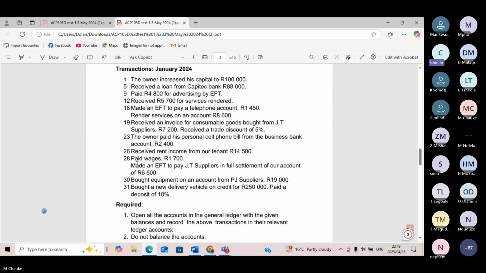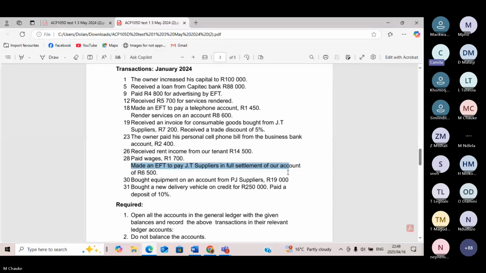For the 28th, is it 3 accounts that are affected? Yes. On the wages, remember, on this one again is 2, which is bank and wages. Are you following? Yes. And then on the second transaction, the 28th, we have 3 accounts. When we pay from our bank account, there's a decrease in our bank. Do you agree? Yes. And then we paid our suppliers, which is our creditors. Do you agree? So creditors is affected.